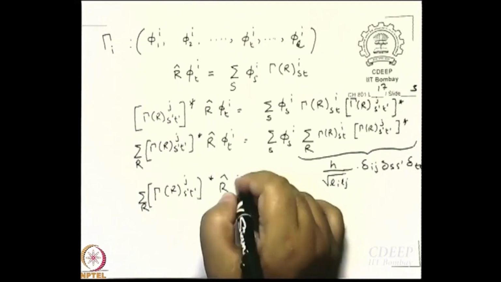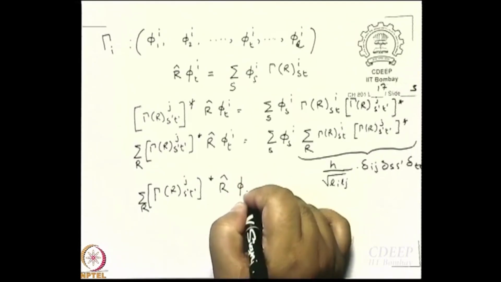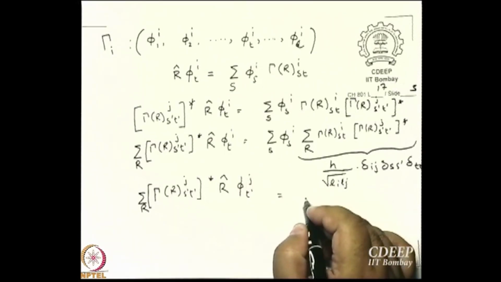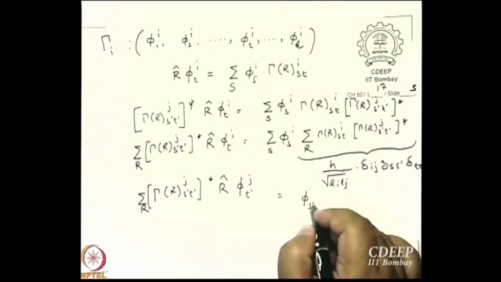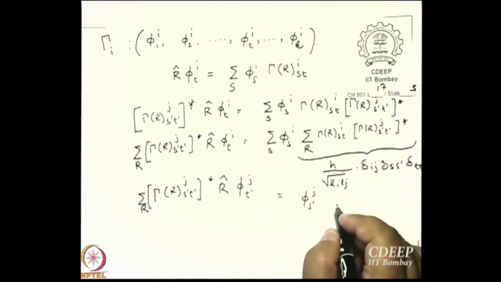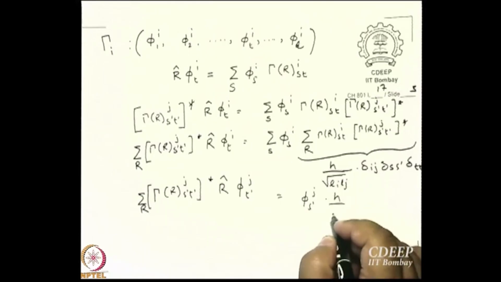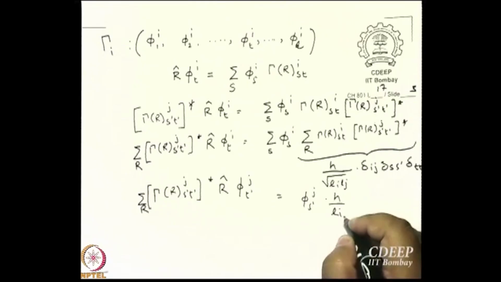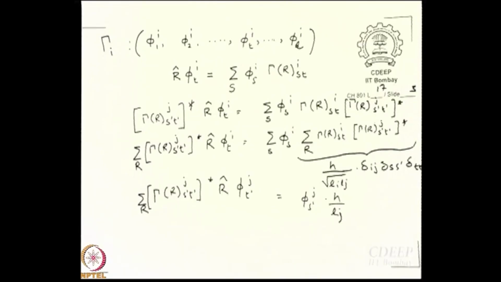Okay. What should I write here? Phi t dash j is equal to, this becomes then phi s dash j h by Li Lj, right. This is a mistake that I always make and then later I get kind of confused. Phi s dash j h by Lj, right.